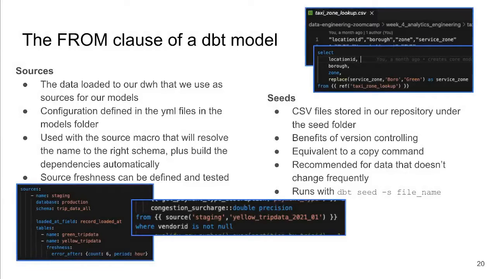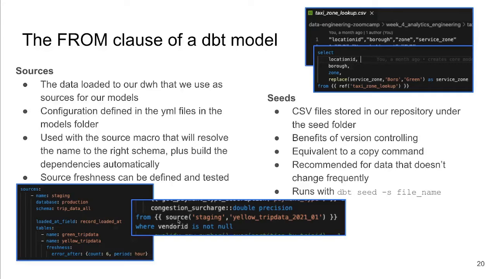I said that the models are just a select, essentially. So the transformation, the business logic, we're going to translate it to a select statement. But a select statement has a from clause. What can we use in the from clause when we're developing a model from dbt? So first of all, we already know that we want to use the sources that we loaded from the green and yellow trip data. For those, we're going to be able to use a macro that's called source.